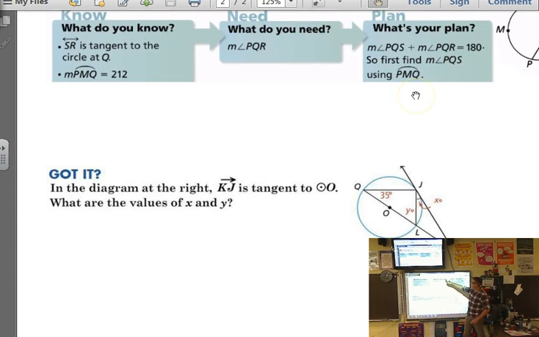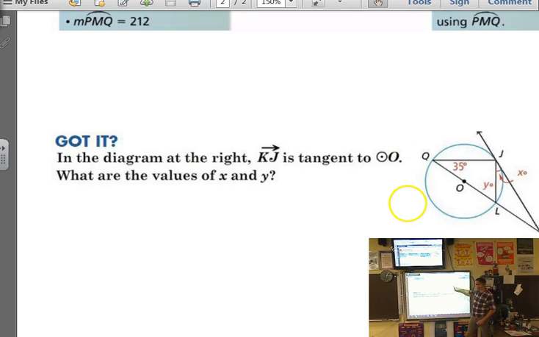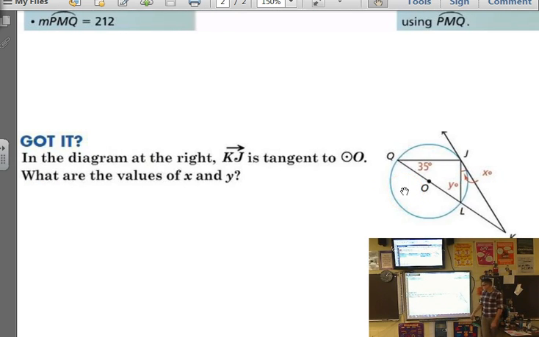So now we put all of this together. KJ is a tangent here. We know that angle Q is 35. We've got a couple other angles labeled. What's the first thing, Max, that you would point out here, or that you would notate if you were trying to solve this?